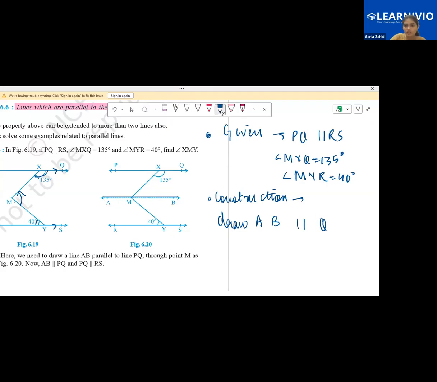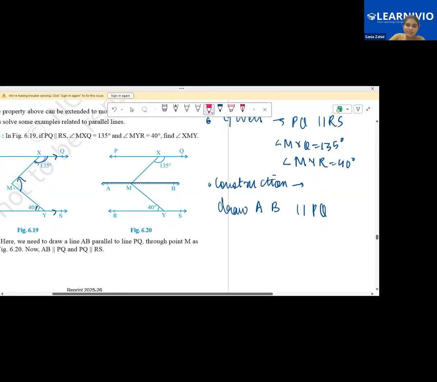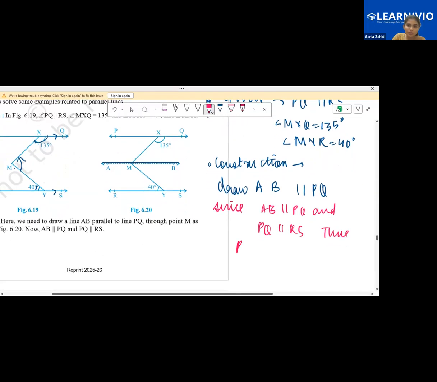Okay, this is the construction. Now you start solving your answer. So now my answer includes that since AB is parallel to PQ and PQ is parallel to RS, thus PQ is parallel to AB, which is parallel to RS. This is the first point that we have now. All of these three are parallel to one another. Now next, children, I had to find this whole angle.